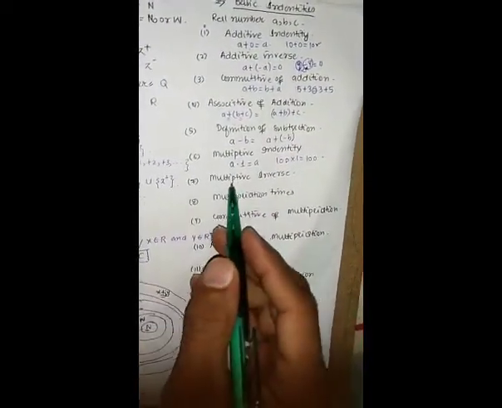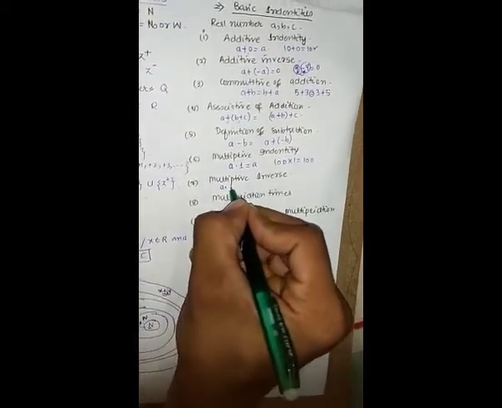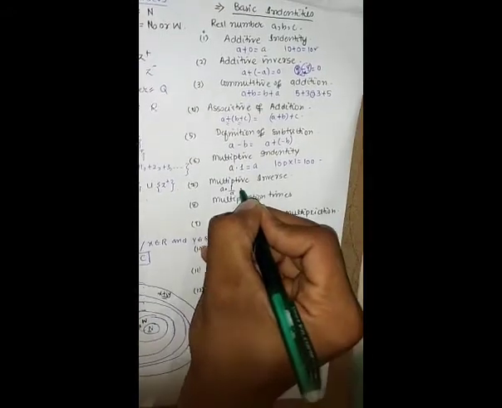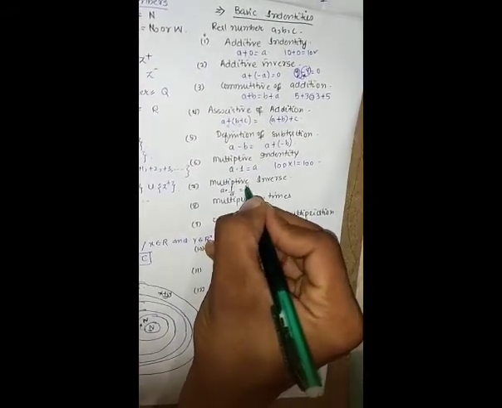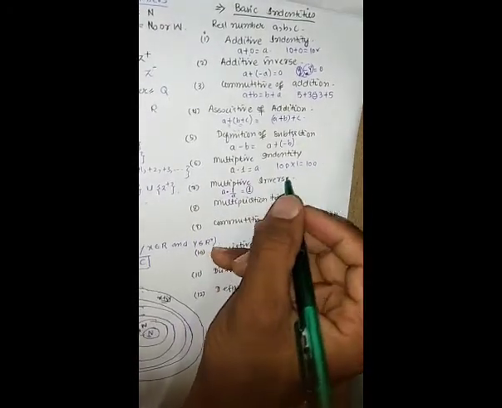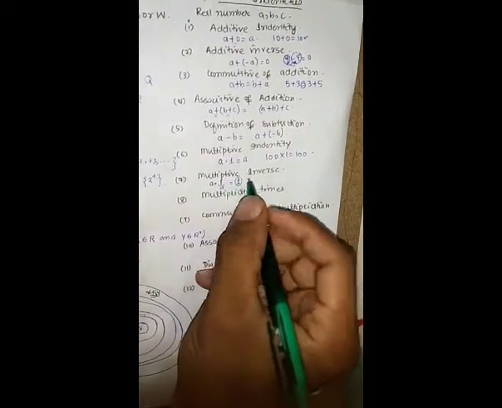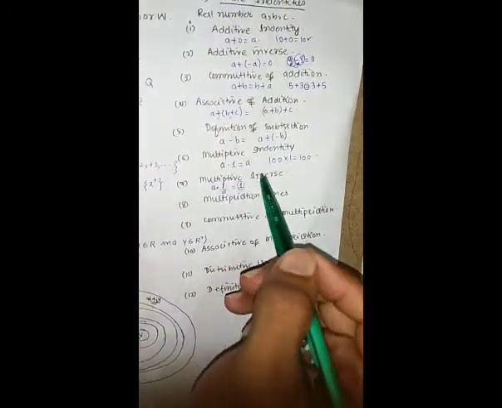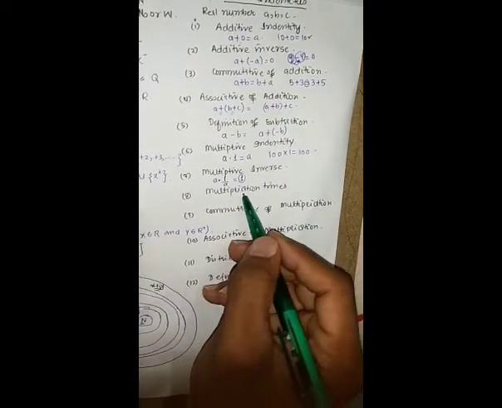What is called the multiplicative inverse? When we multiply a number with its opposite, the result will become 1. Okay, so these are called the multiplicative inverse. It means that if we multiply two numbers and the result becomes the multiplicative identity, these are called the multiplicative inverse.